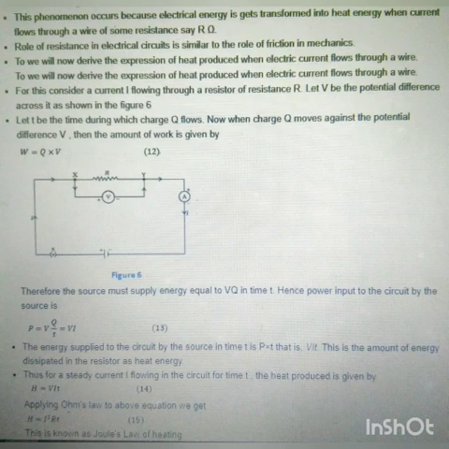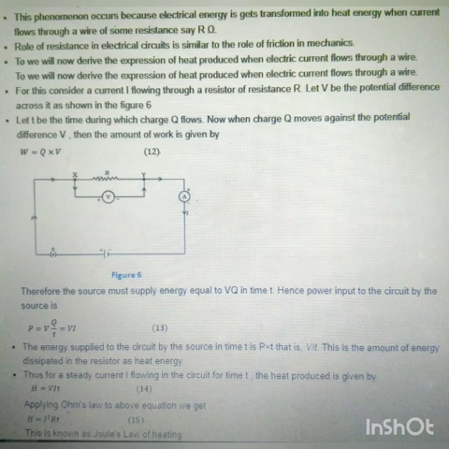See in the previous circuit diagram, let t be the time during which the charge Q flows. Now when the charge Q flows against the potential difference V, the amount of work done is given by W is equal to Q into V. Therefore, the source must supply energy equal to VQ. So P is equal to V into I, where I is equal to Q by T. So P is equal to VI.